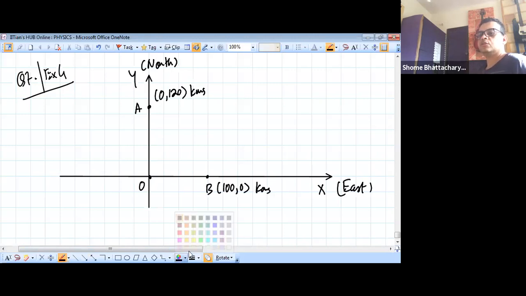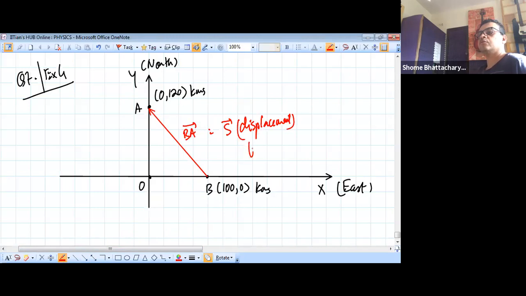Okay. So now we can see what the question is asking for is the vector BA, which is nothing but the vector from B to A, which is this vector. So this is what we mean by the vector BA. It is like a displacement vector. It's a displacement from B to A. That's why it's pointing from B towards A. So you can see that that vector BA has an x component of -100 and a y component of 120.